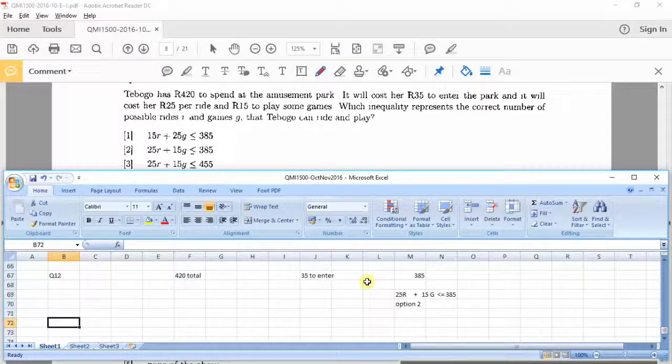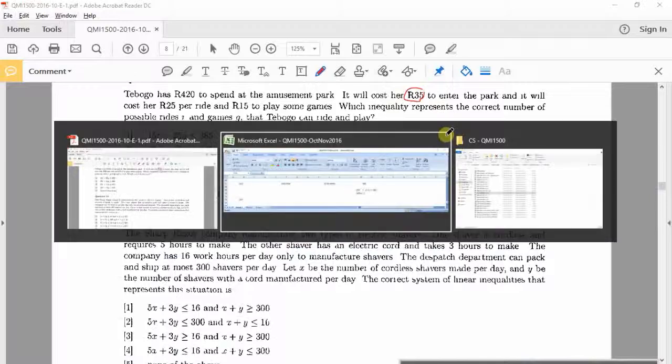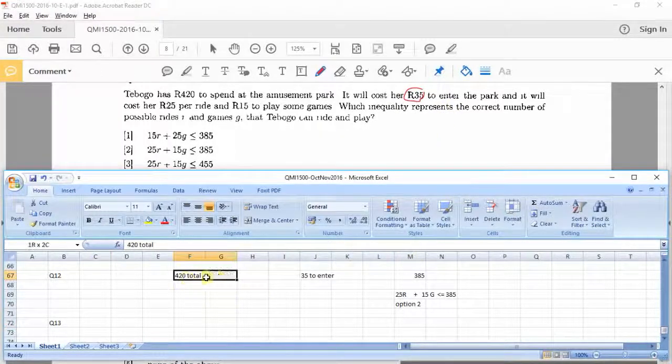Not too bad, hey? Alright, so you're just reading and you're interpreting. Because when I read this, I can see 420 is what she's got. She spends 35 on the entrance fee. So 420 total minus 35 to enter gives you 385. The 385 needs to provide for the rides and the games. 25 Rand per ride, so 25 Rand times the ride. 15 Rand per game, 15 times the game. It must be less than the 385. It's just interpreting English, making maths.